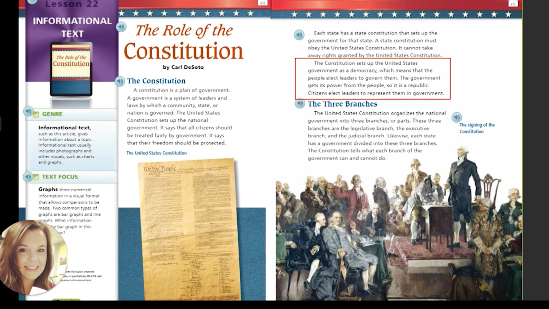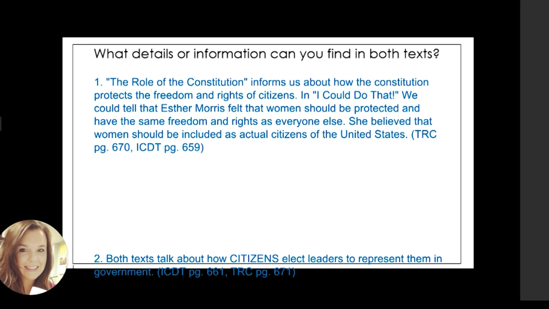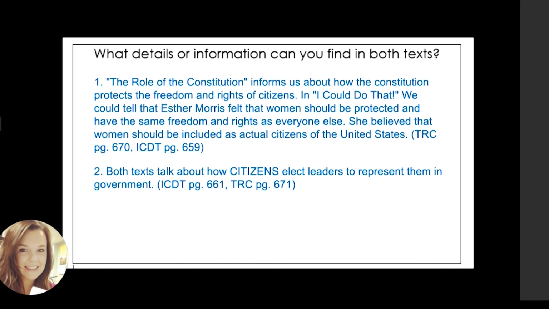This reminds me of, in our second text, it says the Constitution sets up the United States government as a democracy, which means that the people elect leaders to govern them. The government gets its power from the people. Citizens elect leaders to represent them in government. So both texts are talking about electing leaders and how the citizens are the ones that make the choice. So we can add to our graphic organizer that both texts talk about how citizens elect leaders to represent them in government. What is another detail or piece of information that you can find in both texts?